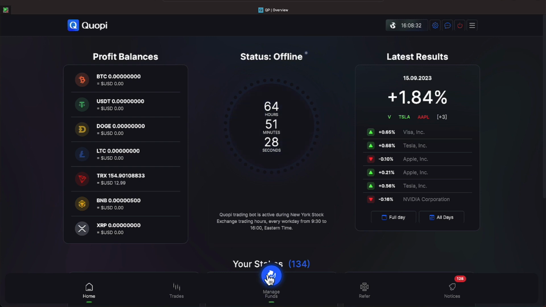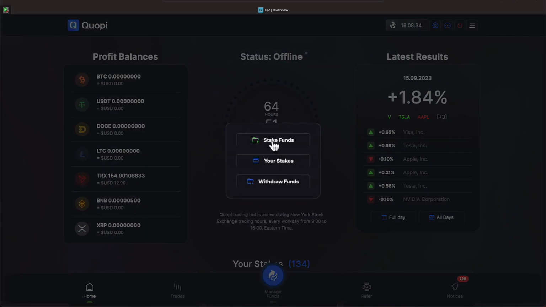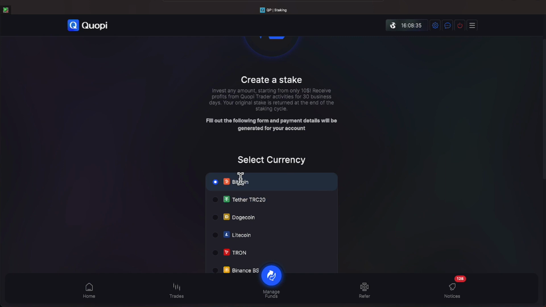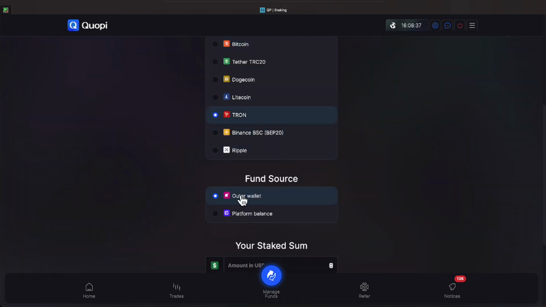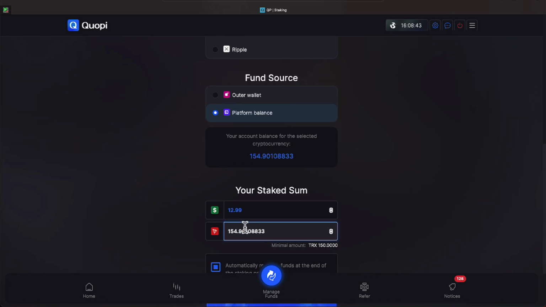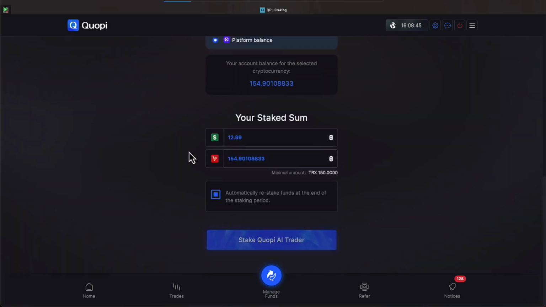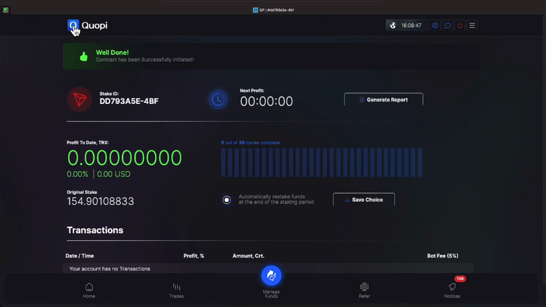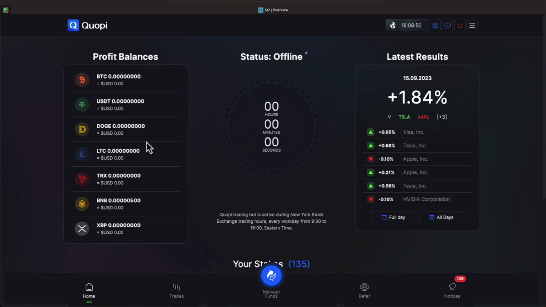Let's see if we can stake this Tron. We'll hit stake funds again. We'll put this on Tron. We'll check our platform wallet there. We will copy that, and let's see if that's enough Tron. We will hit the button, come up here, and well done, contract has been successfully initiated. So we've cleaned out the account, everyone.